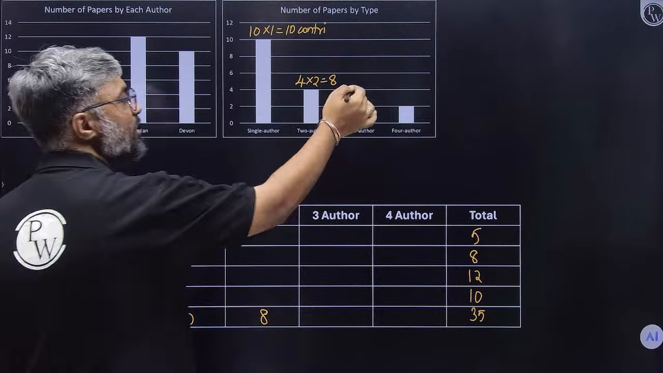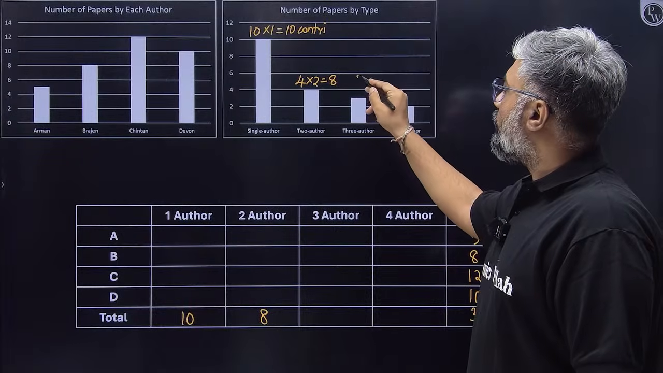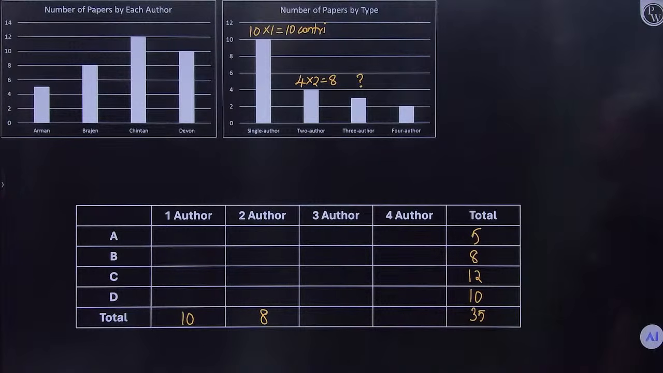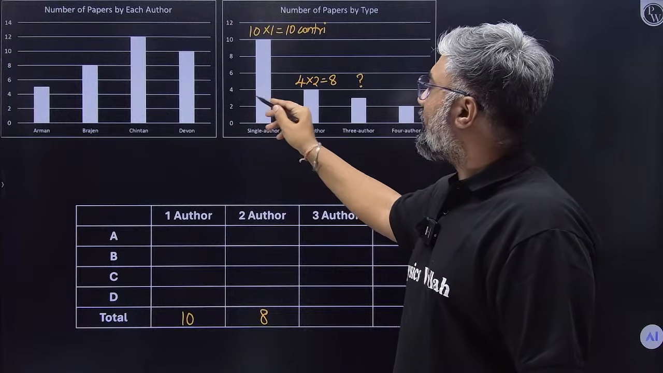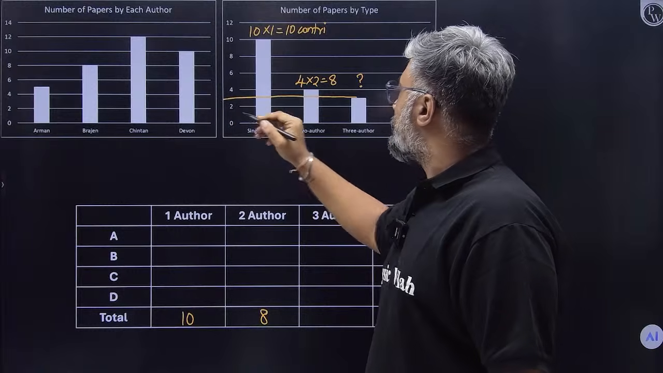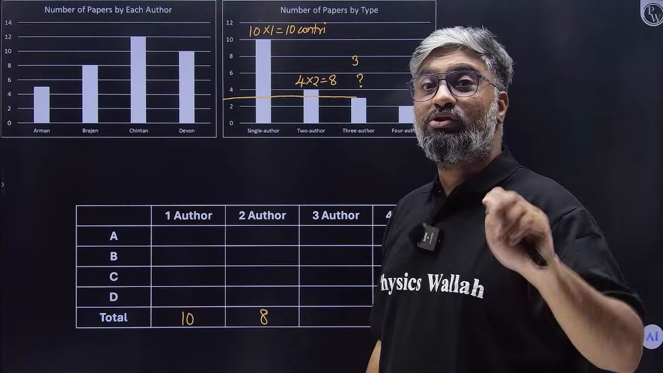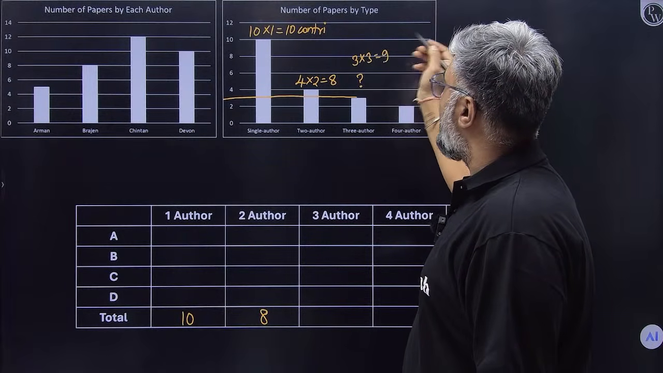Can you tell me how many would be 3 author contributions? How many 3 author papers? Exactly 3. Exactly 3 papers. And how many authors in each paper contributing? 3. So 1 paper, 3 authors. 3 papers, 9 contributions.